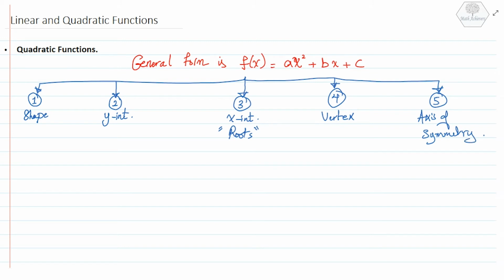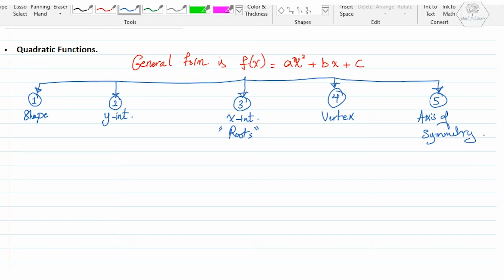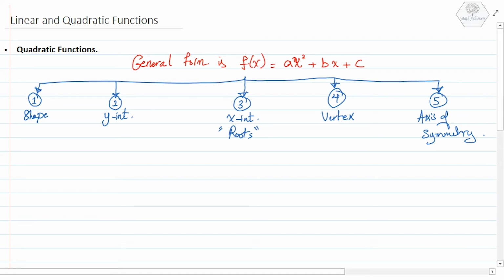Let's start now by having the first point, which is the shape of the curve. The shape of the curve, either we have a parabola which is concaved up, or we have a parabola which is concaved down.